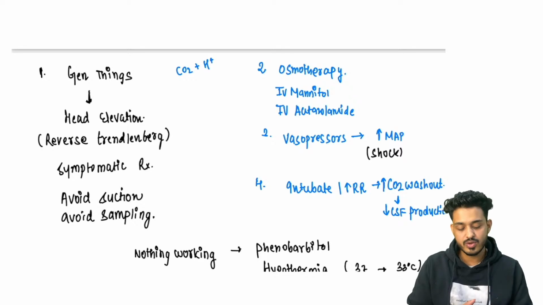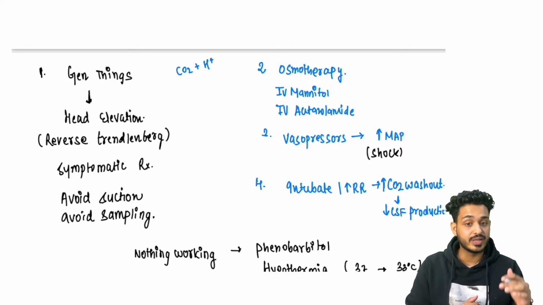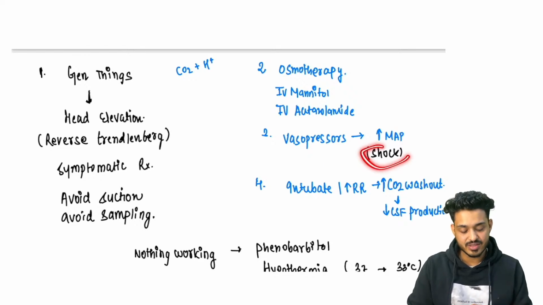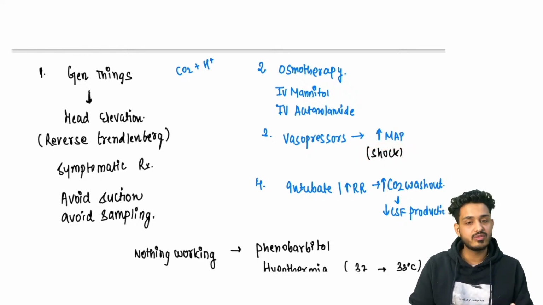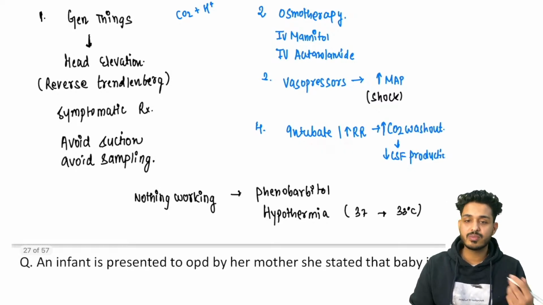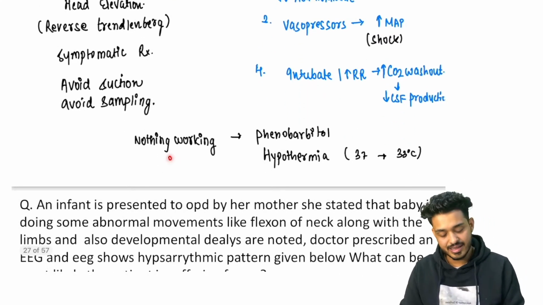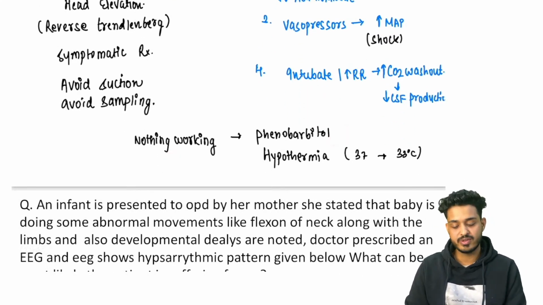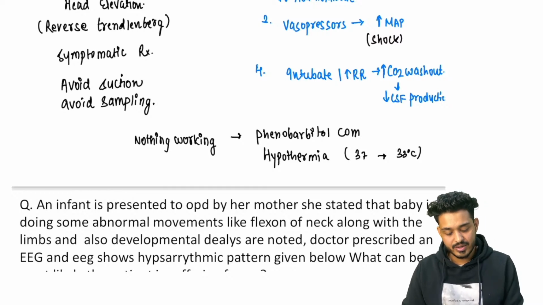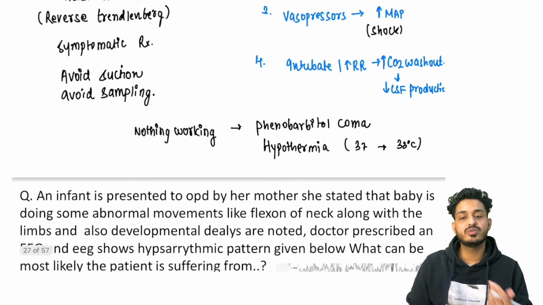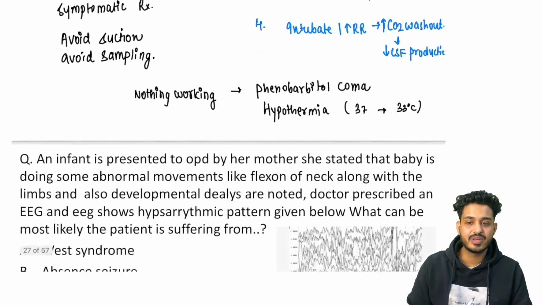Then you will be going for osmotherapy to try to decrease the pressure in the brain. You can also use vasopressor in the cases of shock. अगर patient shock में है, you can give vasopressors. Okay, you can intubate your patient, increase respiratory rate. Nothing is working, you can induce the coma, phenobarbital coma, right? You can induce the coma in the patient. You can do therapeutic hypothermia in the patient, right?